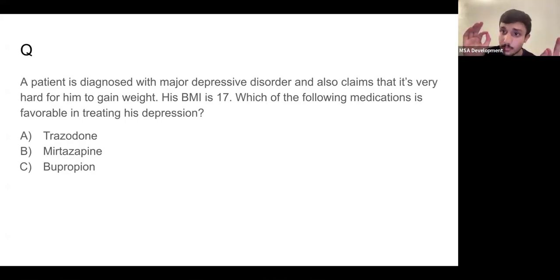He has depression, but he also complains of not gaining weight. So you have 2 different complaints. Now you want to give him a medication that has a side effect of weight gain. Which one of the following 3 is that medication? The answer is B. Mirtazapine can cause weight gain, an increase in kilograms. And this guy's BMI is 17, which is very low, so it's going to help him. Bupropion can actually cause weight loss, so bupropion is not good for him.